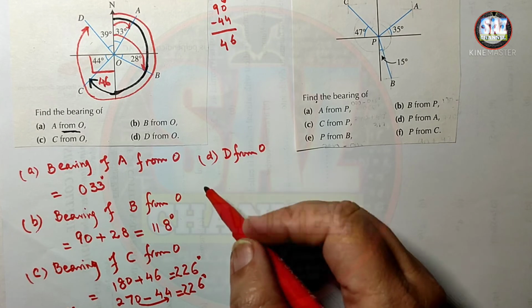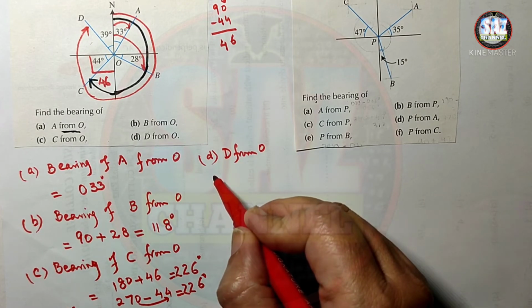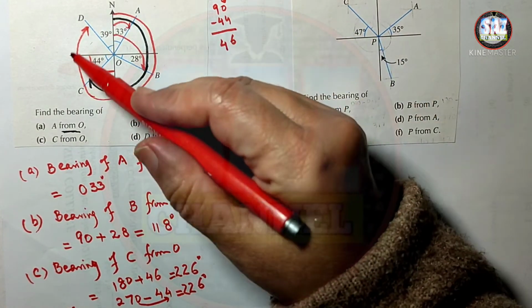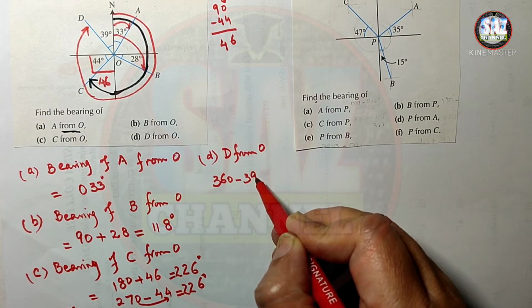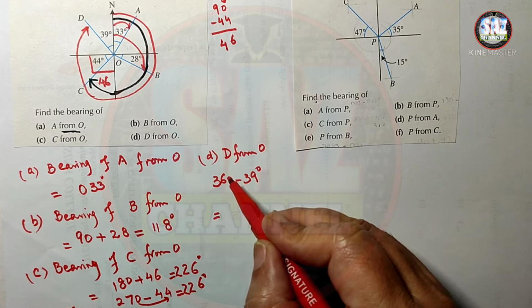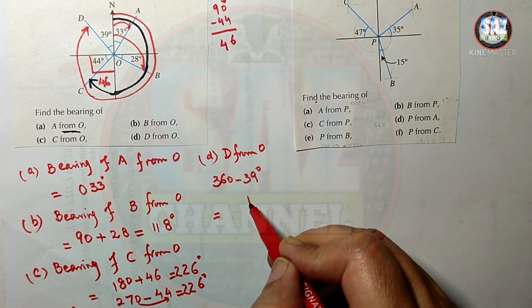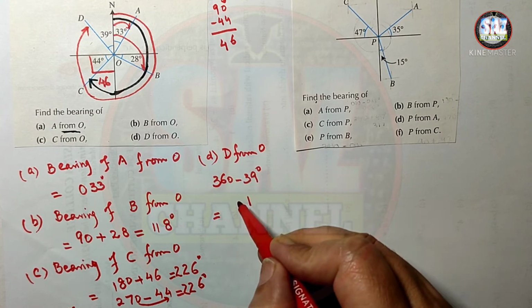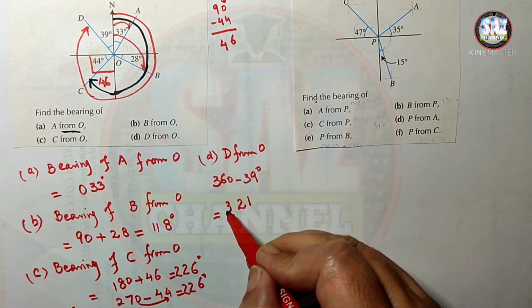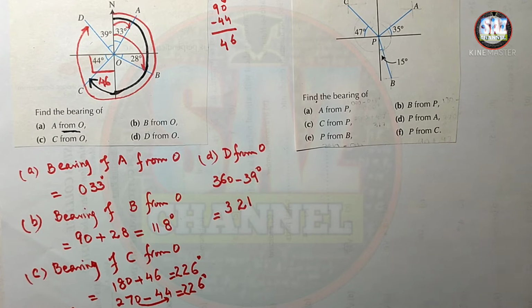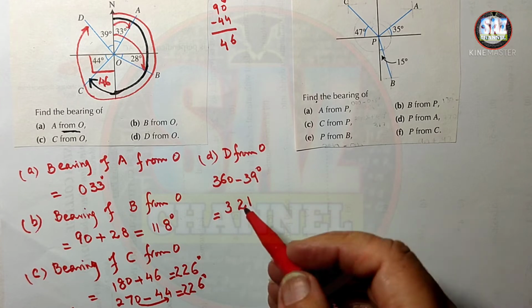So the bearing of D from O will be 360 minus 39 degrees, since a complete turn is 360 degrees. Taking it away, 10 minus 9 is 1, and 5 minus 3 is 2, and this is 321. Let me confirm this: 360 minus 39 degrees is 321 degrees.